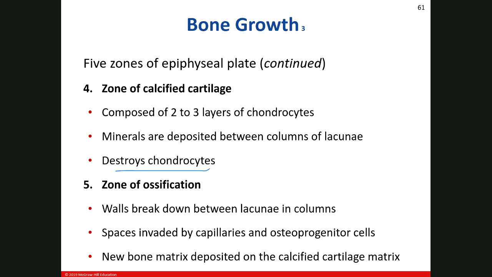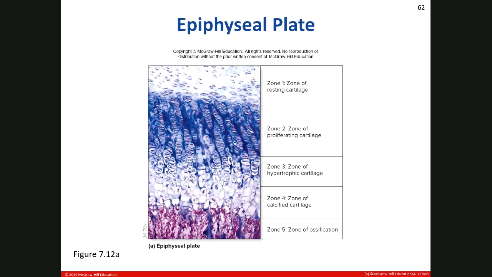And then the final zone here is the zone of ossification. So this basically is telling us that those chondrocytes have died. Again, they've left holes there. Now we're just going to send in our bone remodeling cells, which are going to be our osteoprogenitor cells. And guess what? They bring their capillary buddies with them to help out, to bring in more cells, to bring in more nutrients, to build this stuff. And that's what happens. And this happens closest to the diaphysis. So this end is closest to the diaphysis. This end is closest to the epiphysis.